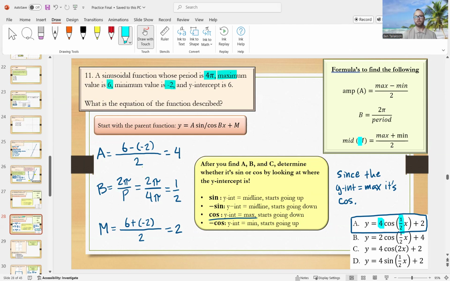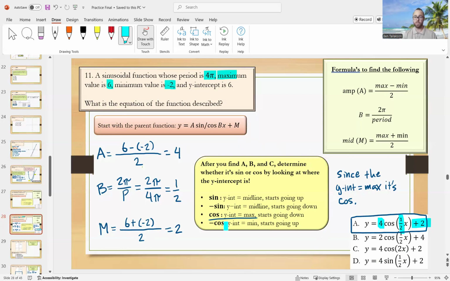And M, another formula, max plus, again, parentheses, min over 2. Don't get these mixed up. They are very similar. Positive times negative, different signs, negative. So 4 over 2 is 2. We have M. And the last thing is to figure out, is it sine or cosine?